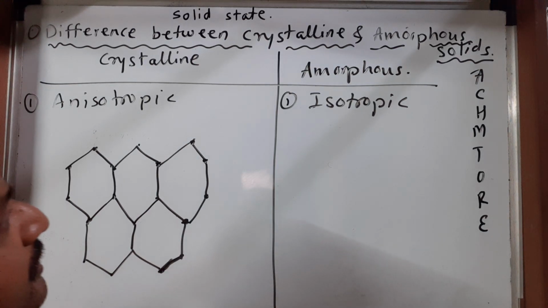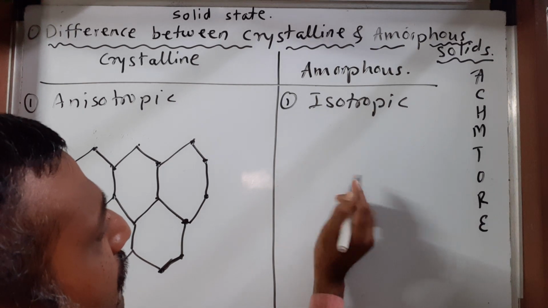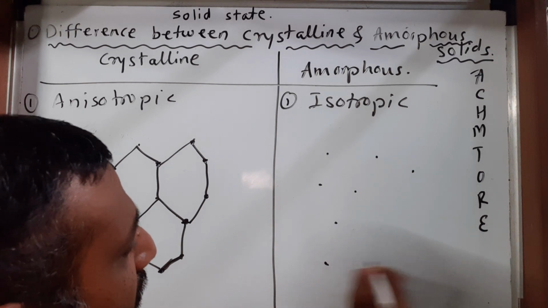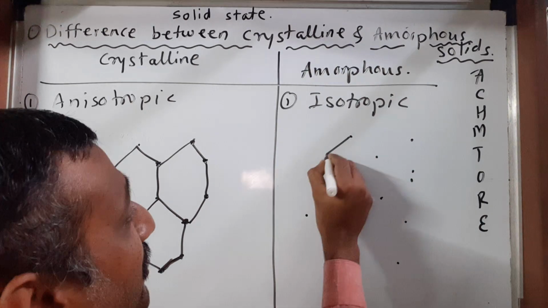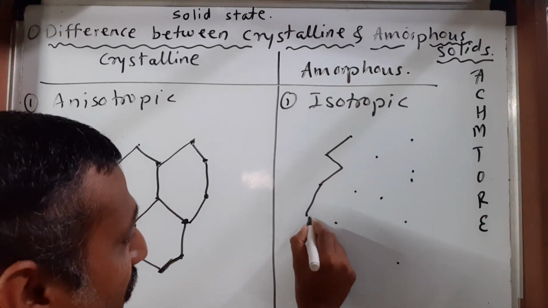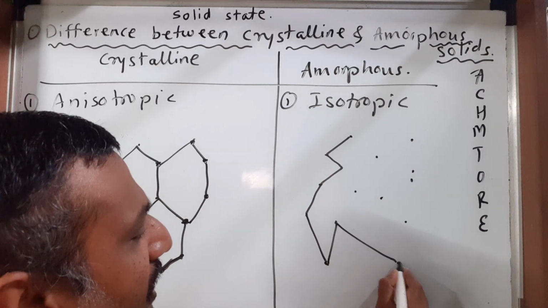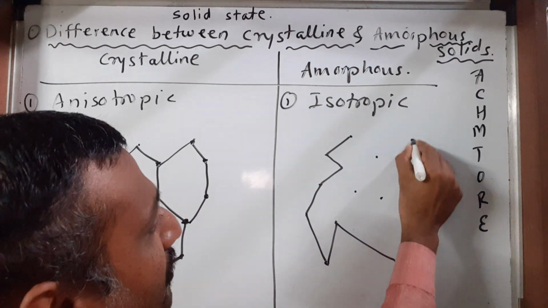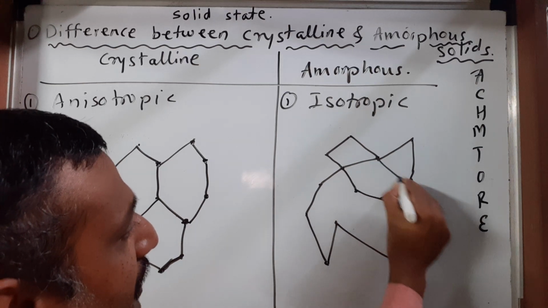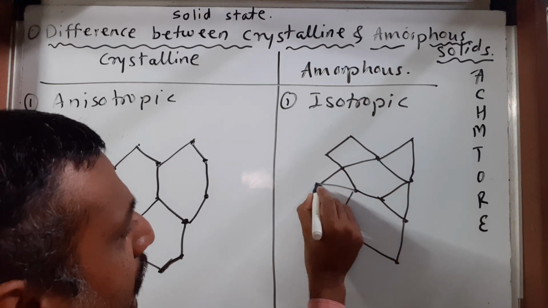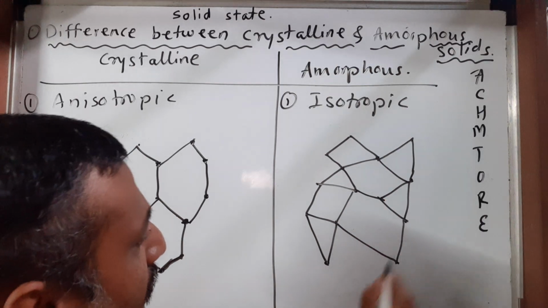Now what about the amorphous solid structure? Amorphous solids have very random arrangement. Say for example, these are the constituents. Okay, it is not drawn like an amoeba, but here we have to draw it like this. Irregular arrangement. The three-dimensional arrangement of the constituents is irregular, not definite, not a fixed one.